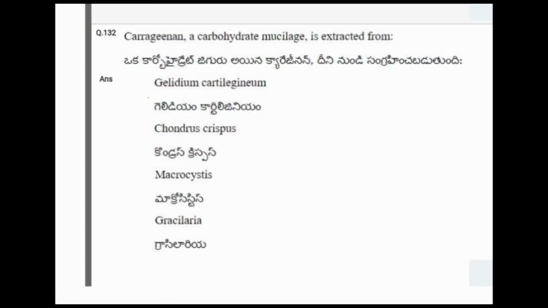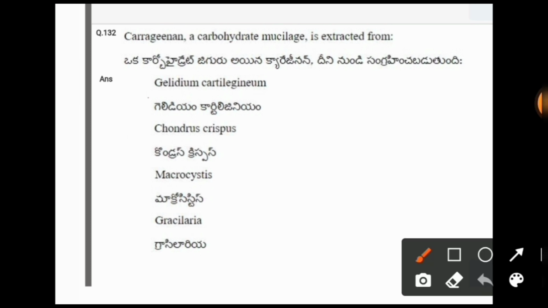Carrageenan, a carbohydrate mucilage, is extracted from. The options are Gelidium cartilagineum, Chondrus crispus, Macrocystis, Gracilaria. The correct option is the second one, that is Chondrus crispus.